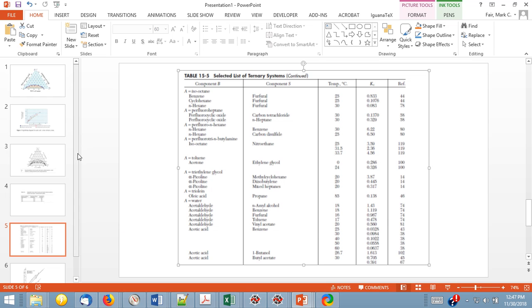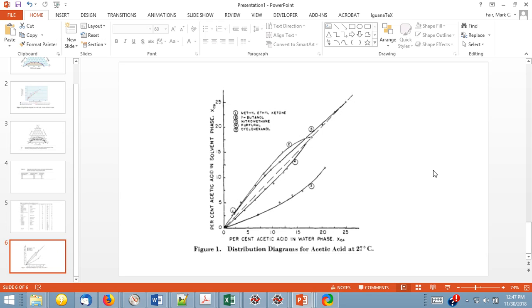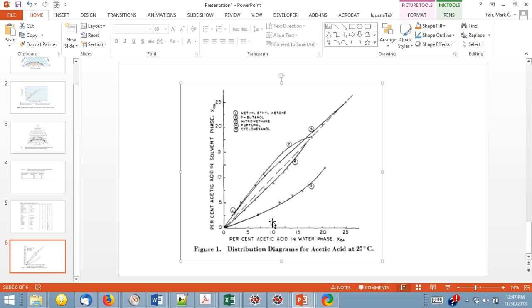I did find one additional reference that shows this kind of system again. Let's do a rough estimate here. Here's 10% acetic acid in water. Curve 2, this curve here, is for the butanol. If we go up here and come across, it sure doesn't look to me like 1.6. It looks more like 1.3. But I'm not sure. Anyway, we used it because that's what your textbook has and what Perry's had.